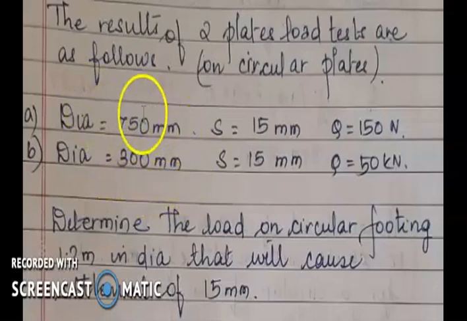For the first plate, settlement was 15 mm for a load of 150 kN. And for the second case, again the settlement was 15 mm for a load of 50 kN. Determine the load on a circular footing 1.2 meter in dia that will cause settlement of 15 mm.